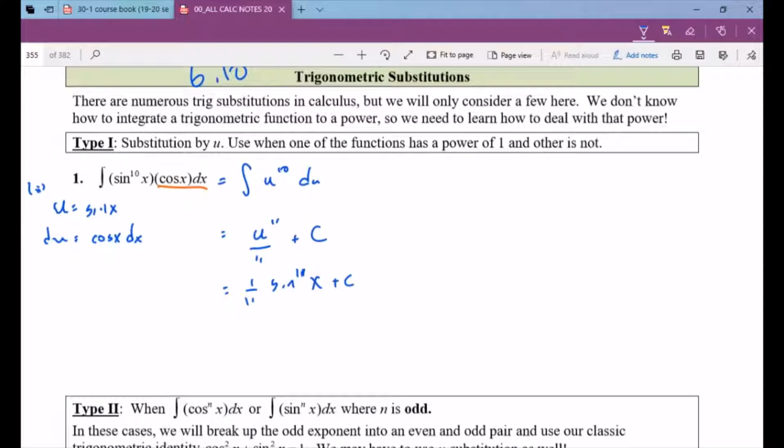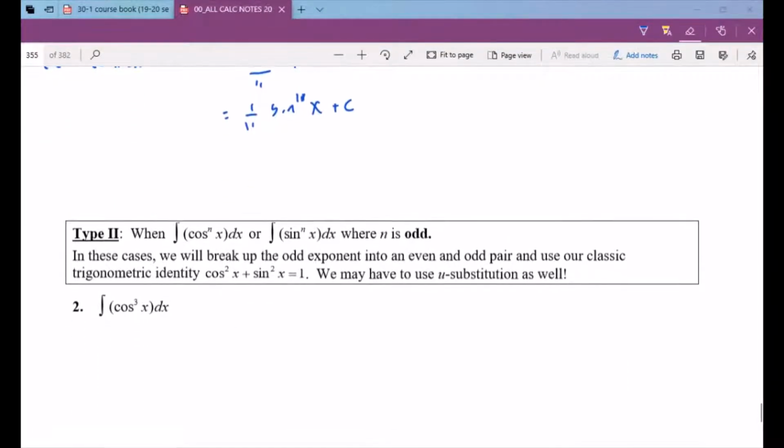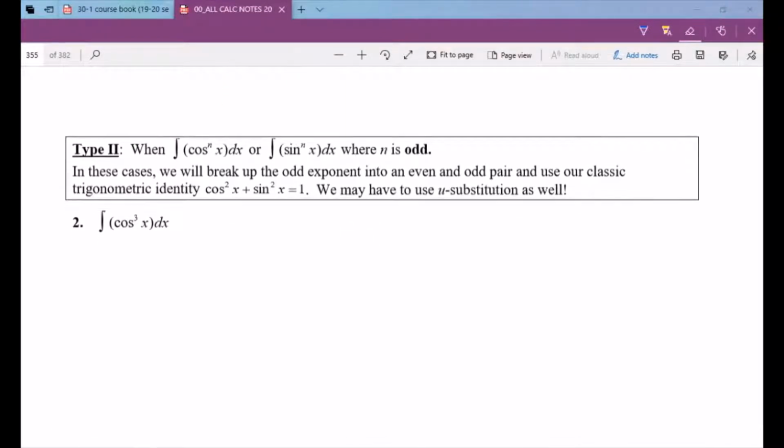So if this question would have been cosine to the 7x times sine x dx, as long as it's in this kind of format, where the derivative of cos is just sine to the 1, it's going to be this relatively simple, straightforward type 1. When you get into university level integration, there are more scenarios than just these that you're going to look at, but for now, we're just going to look at these ones.